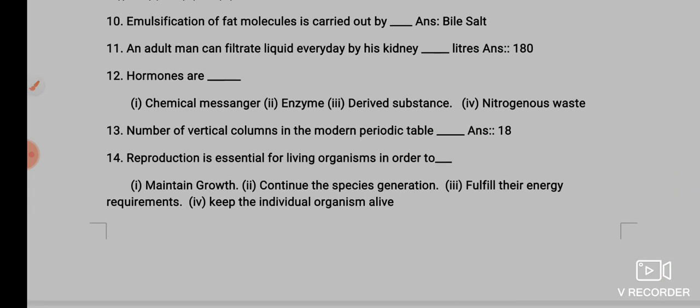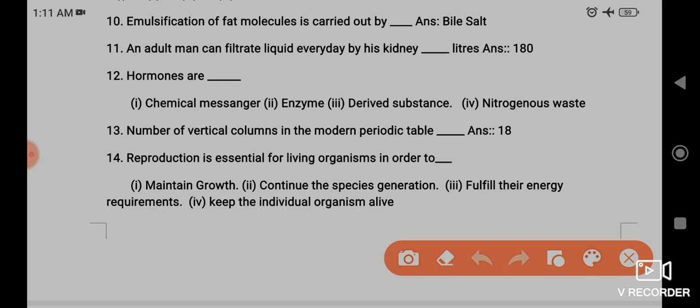Hormones are what? Number 1 chemical messenger, number 2 enzyme, number 3 derived substance, number 4 nitrogenous waste. So the more suitable word here is chemical messenger. Hormones are chemical messengers that carry different messages to different parts of the body.